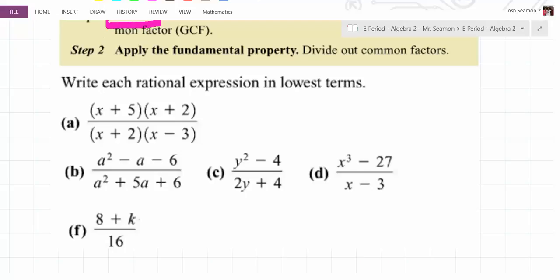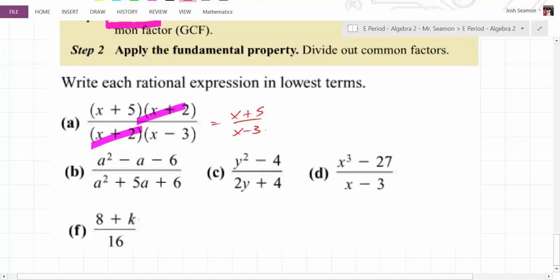So can we cancel anything there? Milo, what could we cancel on A? You can't cancel an x. You can cancel the x plus 2. Yeah, you can cancel x plus 2 and x plus 2, leaving you with x plus 5 over x minus 3. Is there anything else we can do to that? No. There's nothing else.